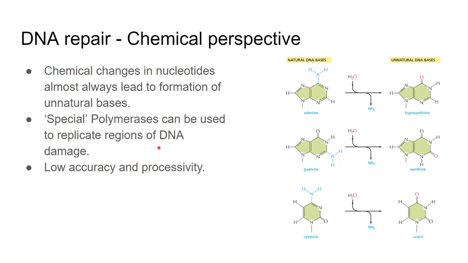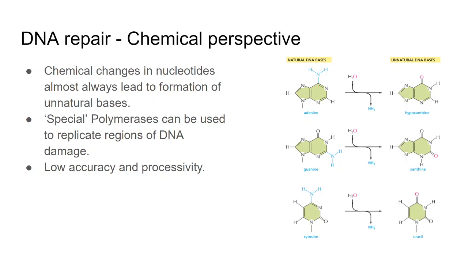Once the DNA damaged region has been crossed, regular replication machinery will come in and start replicating. So it has a low processivity. A low processivity means that it will replicate DNA at a slower and a much smaller scale.